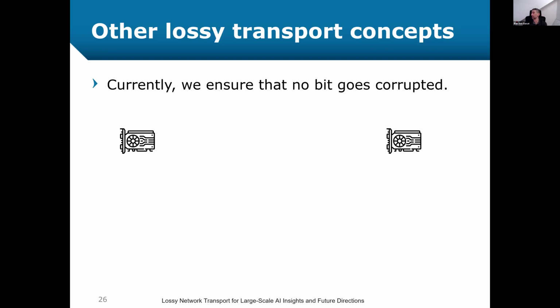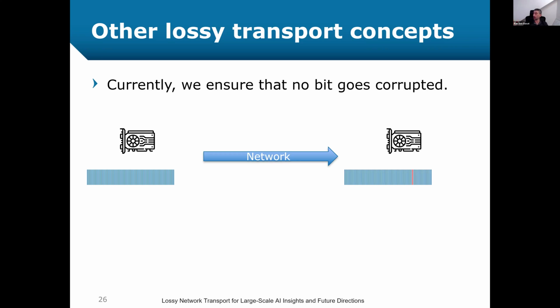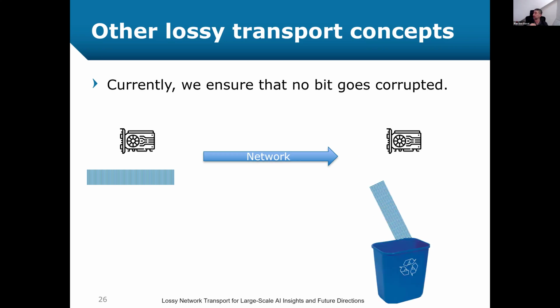Another idea we're looking into is to mitigate the impact of corruption, right? So currently, as we said, whenever we're sending something, we assume that it makes it to the other side. So if we're sending a packet over the network, then even if one bit got flipped, we think of this entire packet as being corrupted, we're discarding it, and we're having the sender retransmit it.